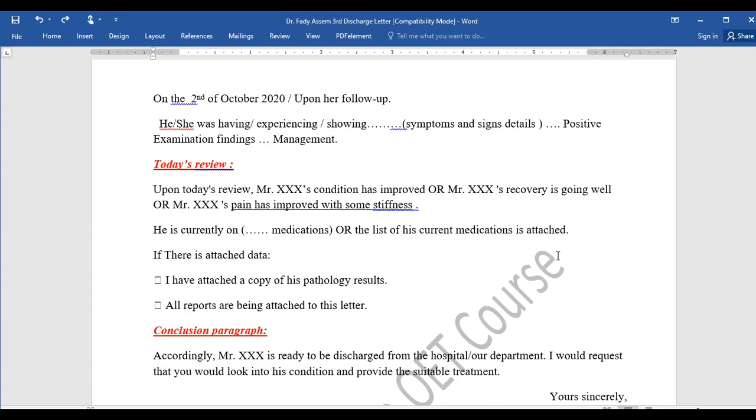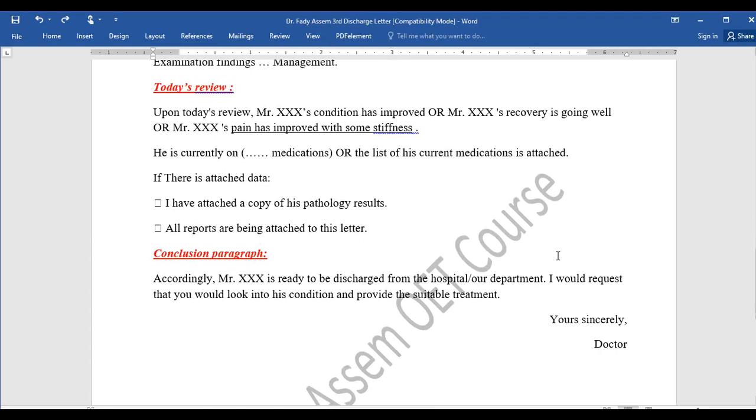Lastly, in the conclusion paragraph, you need to give the final advice or the final recommendations to the reader who is going to read this letter. I know this might sound theoretical. That's why we are going to see an example for the discharge letter case notes, and then we will read the explanation for these case notes.